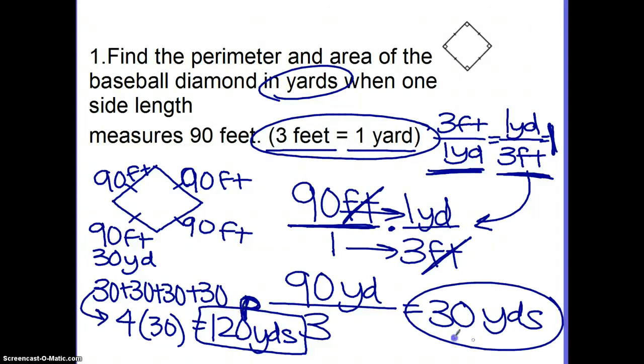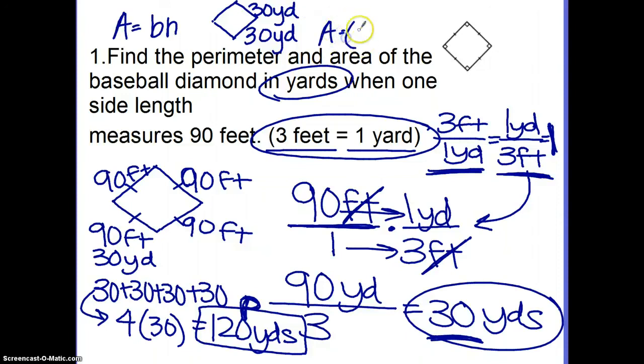But I already have my yards, so I can just use the 30. Area of a square is base times height, or length times width, whichever way you think about it. We know that each side is 30 yards. So I know the base and the height, or the length and the width, is 30 and 30. So I'm going to do area is 30 yards times 30 yards. 30 times 30 is 900.